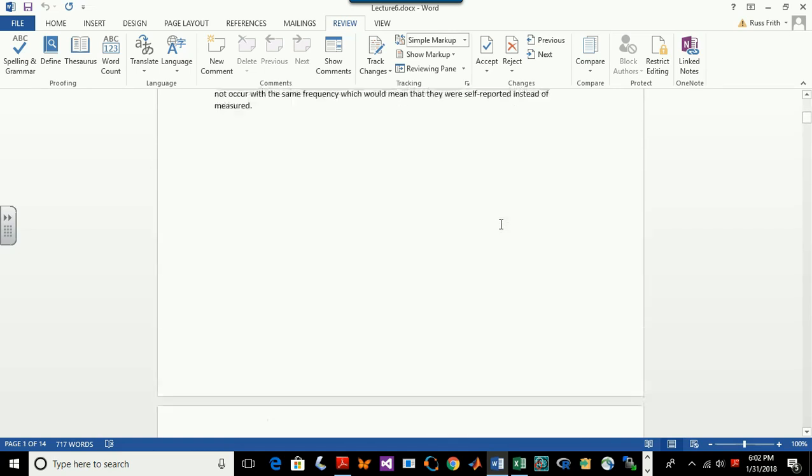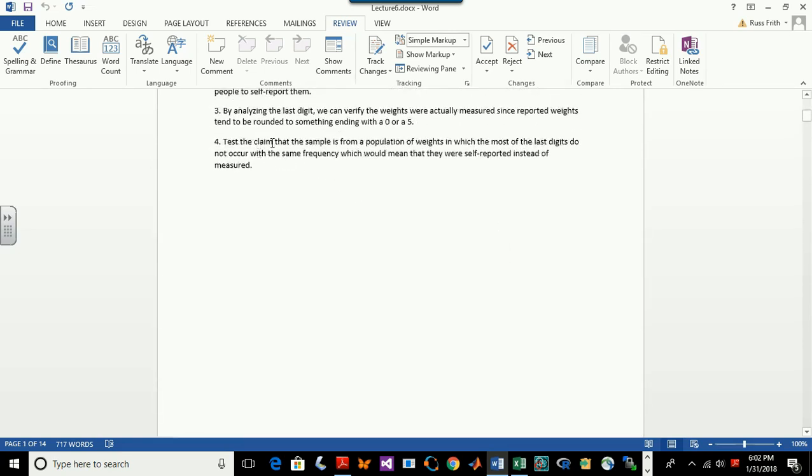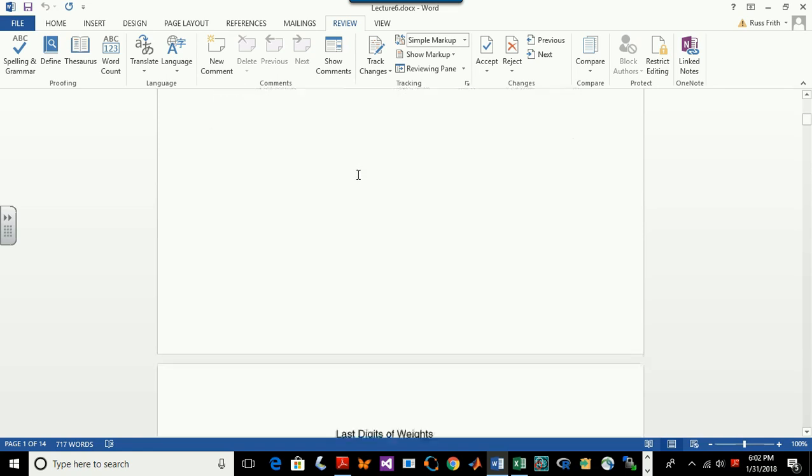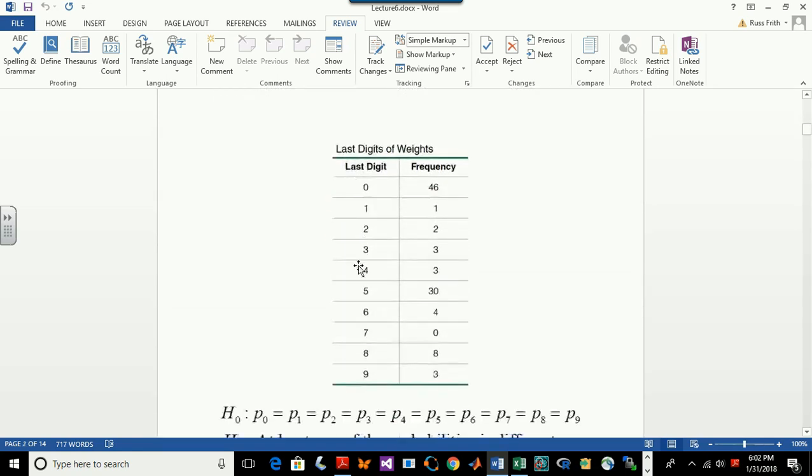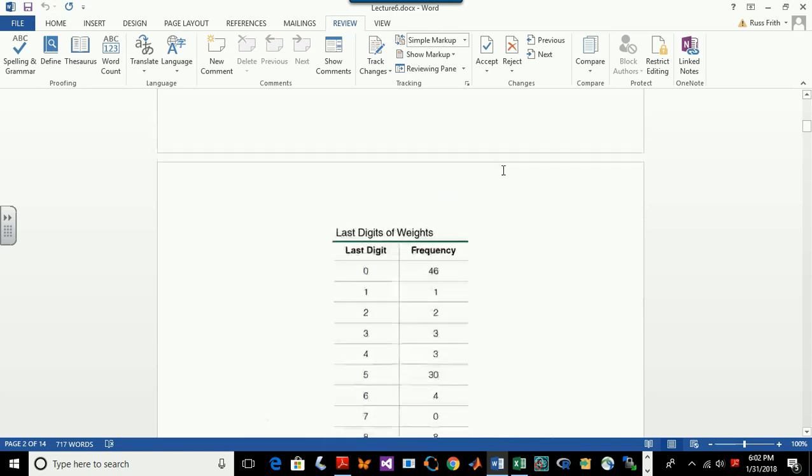We want to test the claim that the sample is from a population of weights in which most of the last digits do not occur with the same frequency. So that's the main thing here. Most of the last digits do not occur with the same frequency. In other words, there should not be a pattern. But just taking a cursory look at this data, you can see that 0 occurs with a relatively high frequency, as well as 5. All the other last digits occur with somewhat lower frequencies.